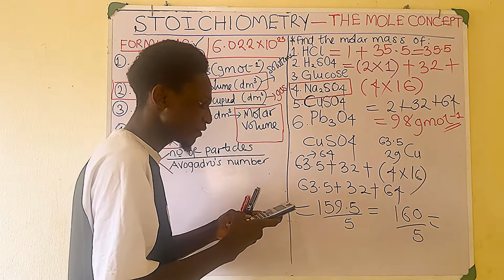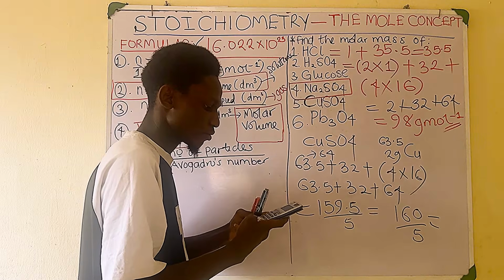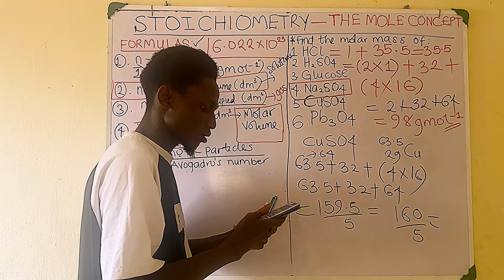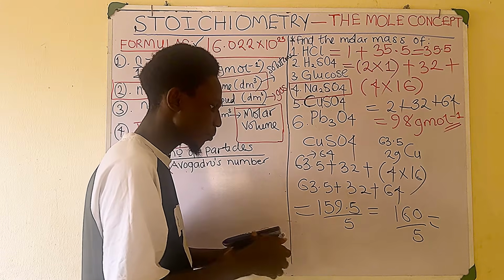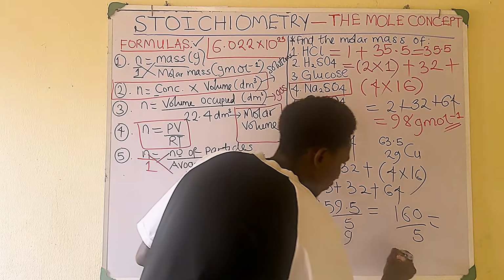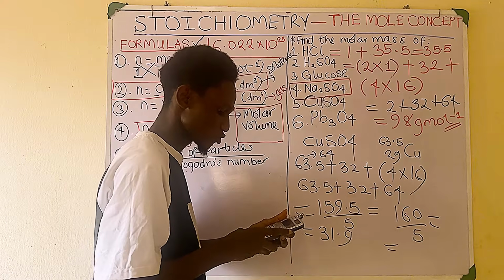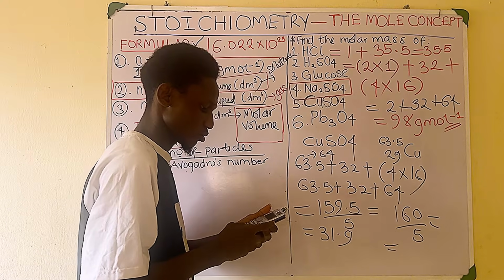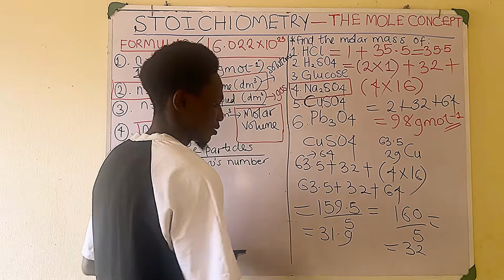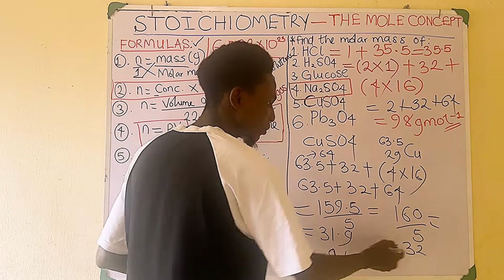So now, 159.5 divided by 5 will give us 31.9. So 31.9 for this one. Now let's see this other one. 160 divided by 5 will give us 32. The difference is just 0.1. If I add 0.1 here, I'm going to get 32. You can never see an option that has 31.9 and 32.